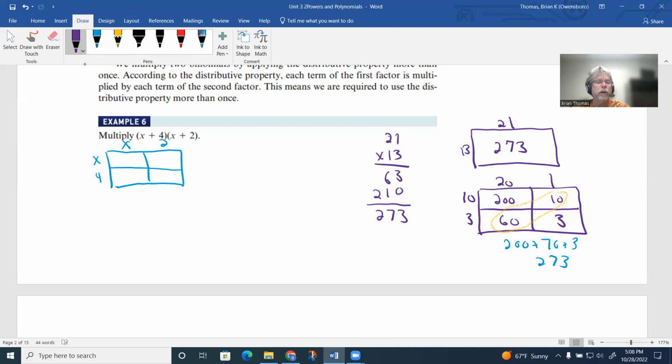x times x is going to be x squared. x times 2 is going to be 2x. And then we bring the 4 through. 4 times x is 4x. And 4 times 2 would be 8. So we end up with that as our answer.